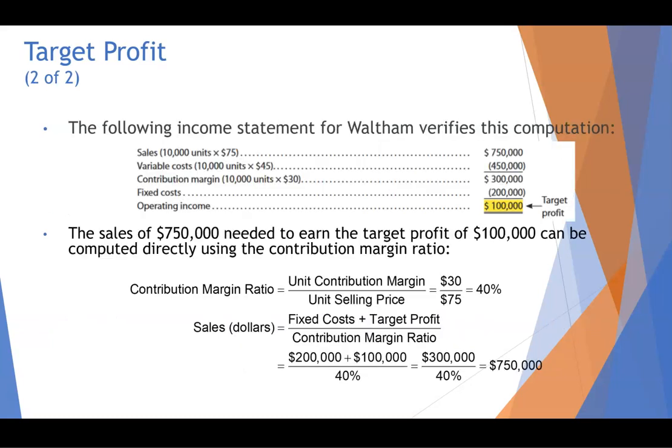to meet those needs. As you see in the income statement for Waltham, sales of 750,000, which is the 10,000 units times $75, are necessary in order to earn the target profit of 100,000.